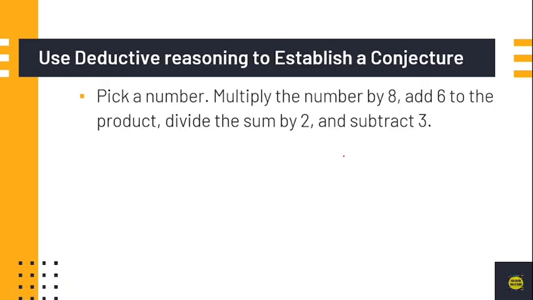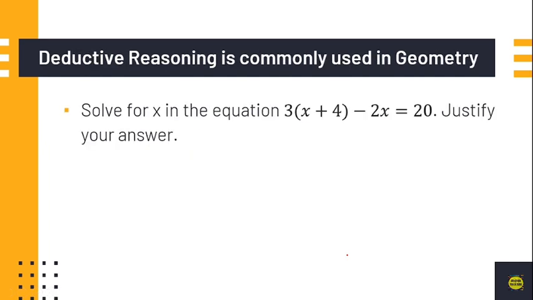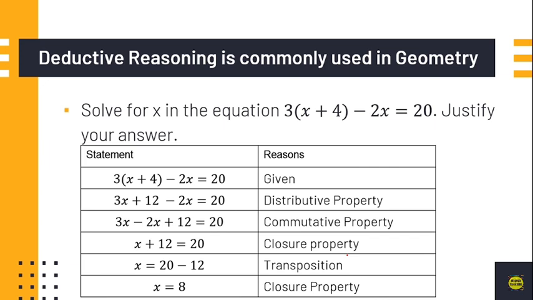Pick a number, multiply the number by 8. So we pick a number n, 8 times n. Add 6 to the product, so 8n plus 6. Then divide the sum by 2, so 8n plus 6 divided by 2. Our result is 4n plus 3. So 4n plus 3 minus 3 is equal to 4n. So we started with n and ended with 4n. The procedure given in this example produces a number that is 4 times the original number. The original number n became 4 times n. These are examples of deductive reasoning.